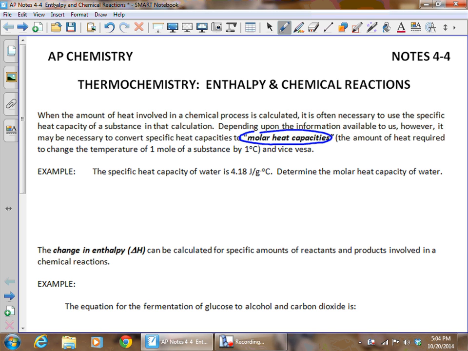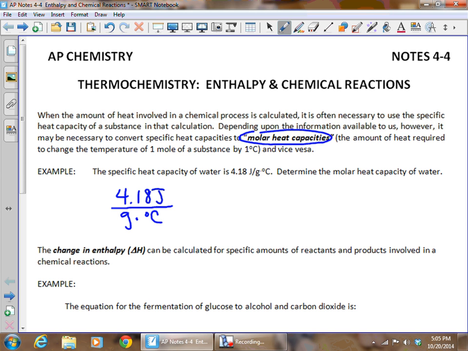A molar heat capacity is the amount of heat required to change the temperature of 1 mole of a substance by 1 degree Celsius, and vice versa. So if we have the specific heat capacity of water as 4.18 joules per gram degree Celsius, and we want to know its molar heat capacity, all we need to do is to take this value, joules per, and think about if it's per gram degree Celsius, then the gram and the degree Celsius are on the bottom, right?